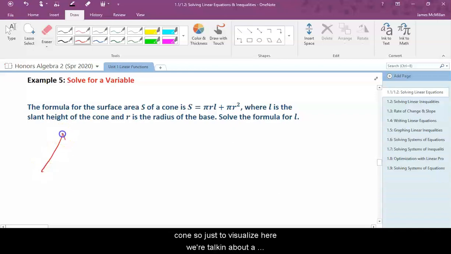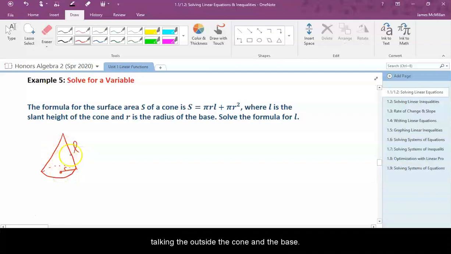So just to visualize here, we're talking about a three-dimensional cone. And so the slant height would be this length here. Remember, your radius would be the radius at the bottom of the cone. And pi, of course, is pi. And when we're talking surface area, we're talking the outside of the cone and the base. Because this would be the area of the outside part. This is the area of the base.